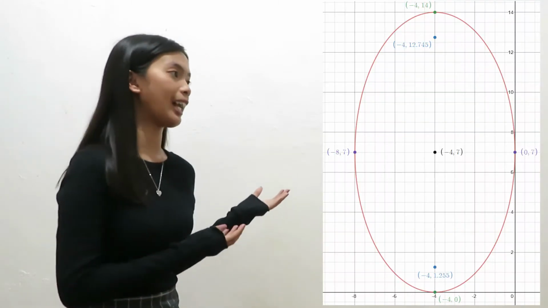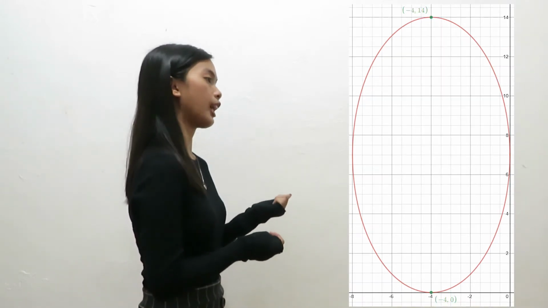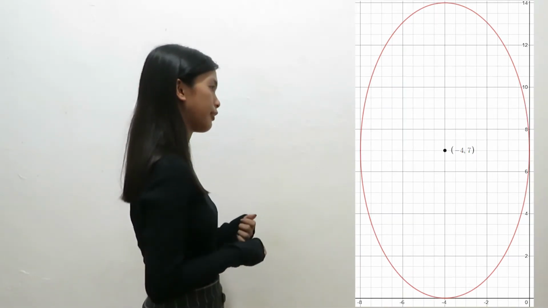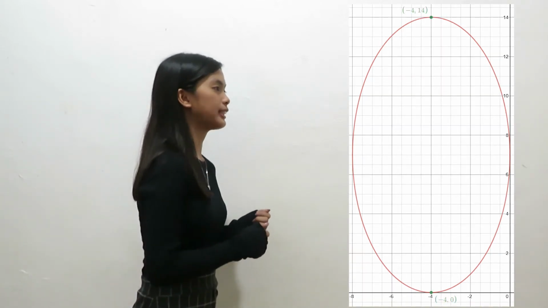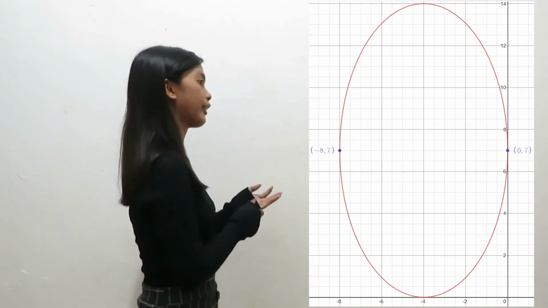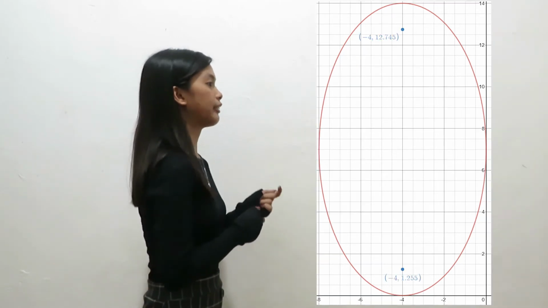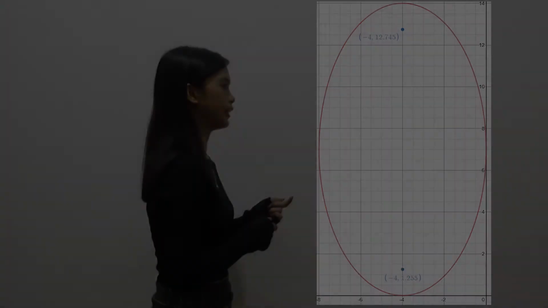Here's the graph for further analysis. As you can see, the center is negative 4, 7. The vertices are negative 4, 14, and negative 4, 0. The co-vertices are negative 8, 7, and 0, 7. The foci are negative 4, 12.7 and negative 4, 1.3.